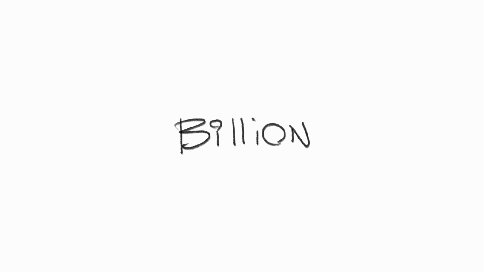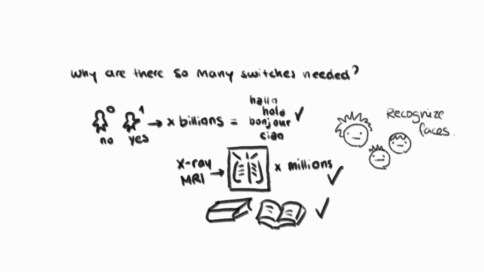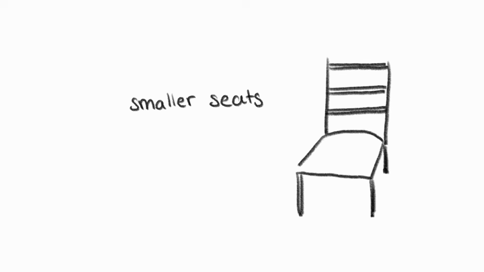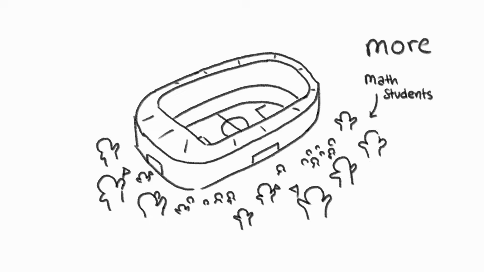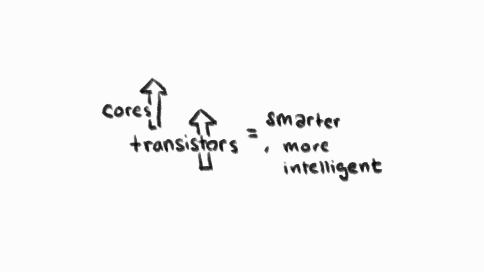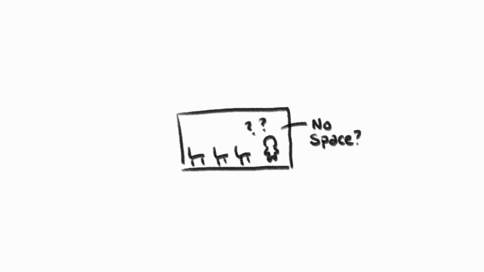And that's what an AI can do with billions of switches all working together. By reducing the size of the seats, we can have more cores and more transistors, which makes the AI more intelligent and faster. Then why not just pack more seats so more work can be done? Sure, but we're running out of space to shrink more seats.